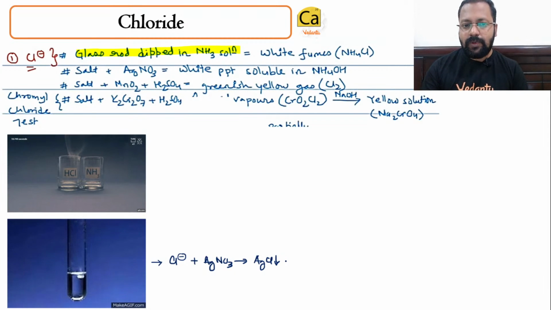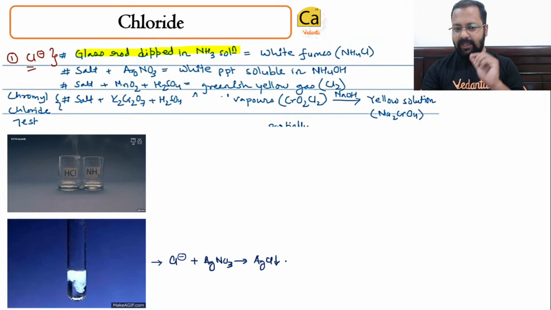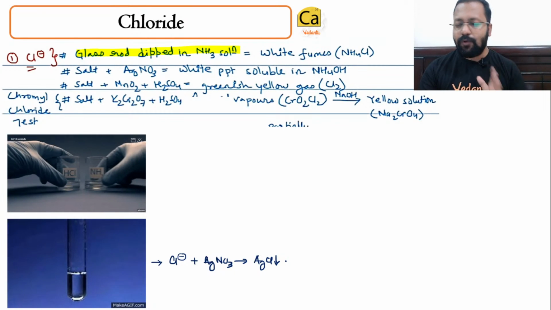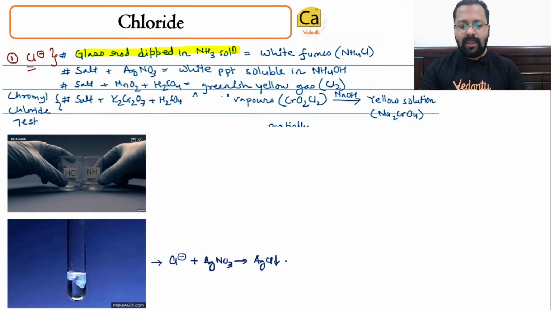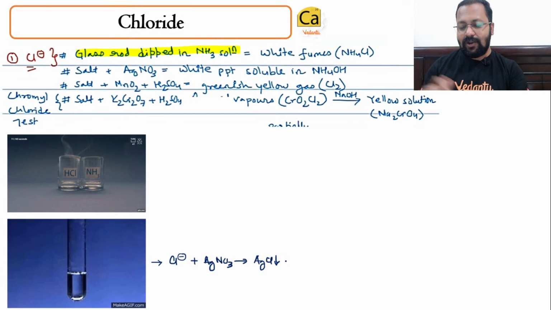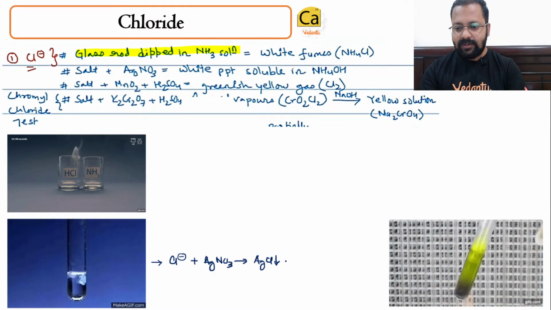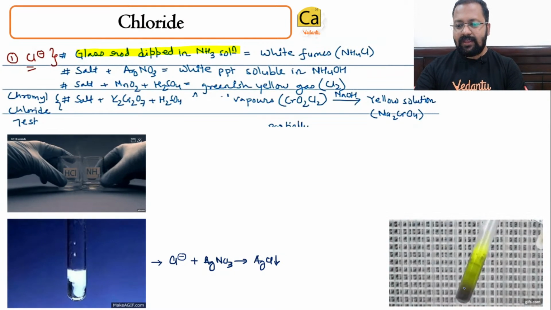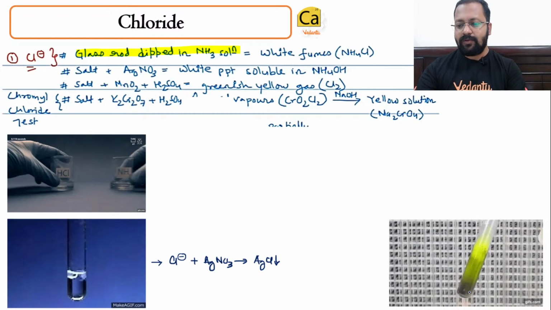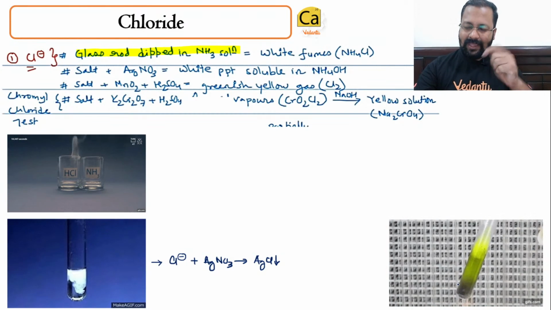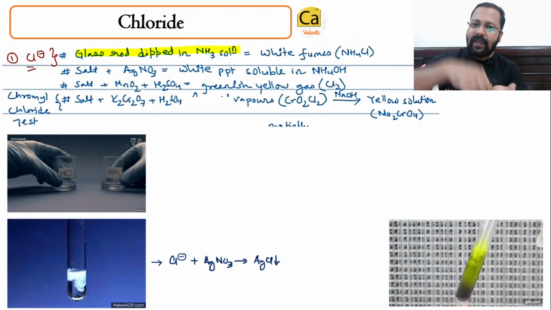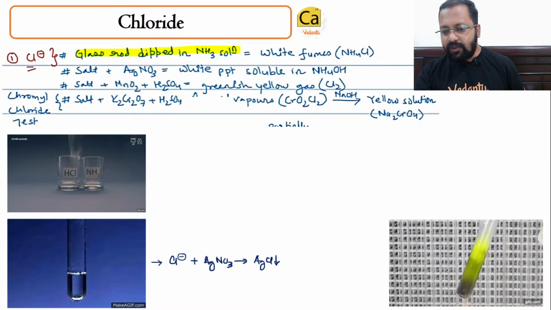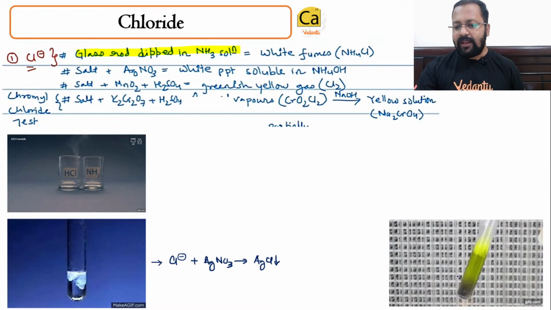Salt plus MnO2 plus H2SO4. So what you do is you take some salt and you add some MnO2. MnO2 is a black powder. एक black color का powder रहता है, उसको आप add करते हैं, and then you add H2SO4. What you observe is a greenish yellow gas. It will look like this. Can you see this? देखो greenish yellow gas दिख रहा है आपको. You warm it. So you take the salt, add some MnO2 and H2SO4 and warm it. You will get a greenish yellow gas.